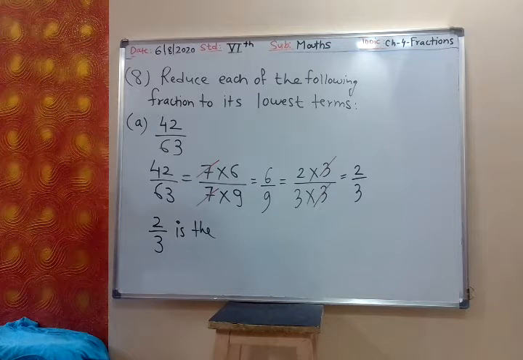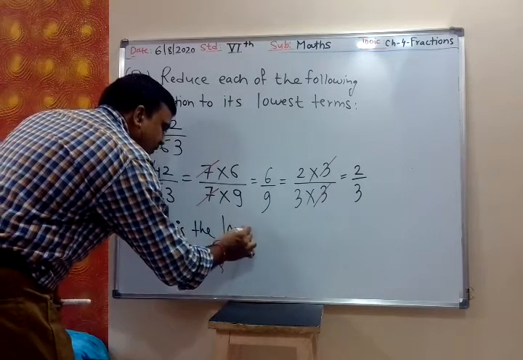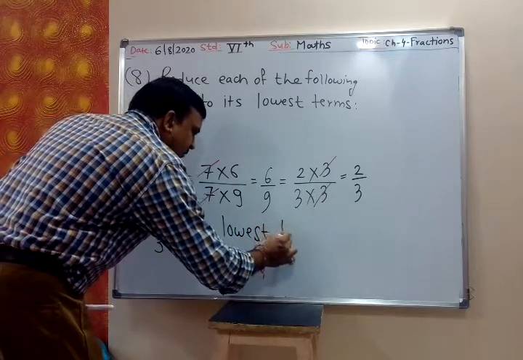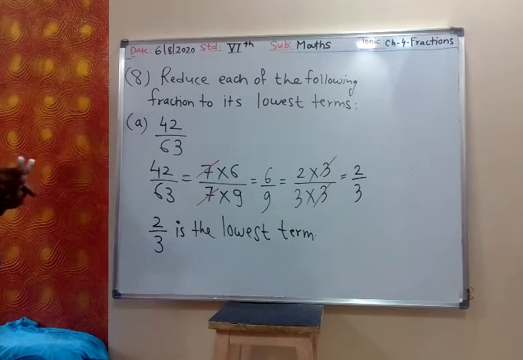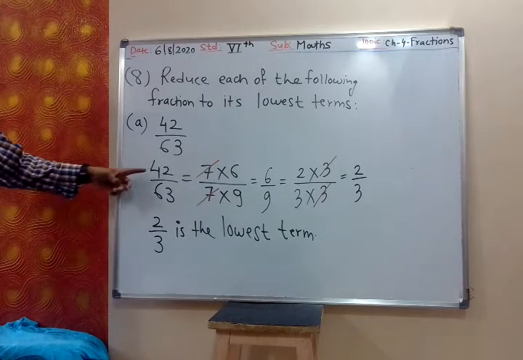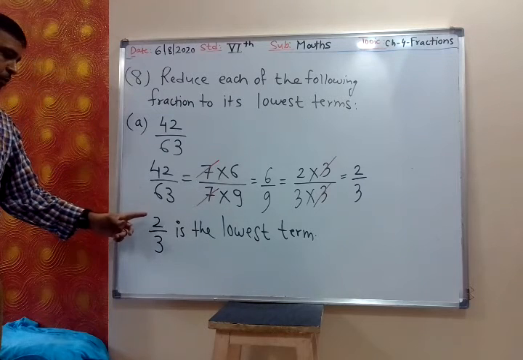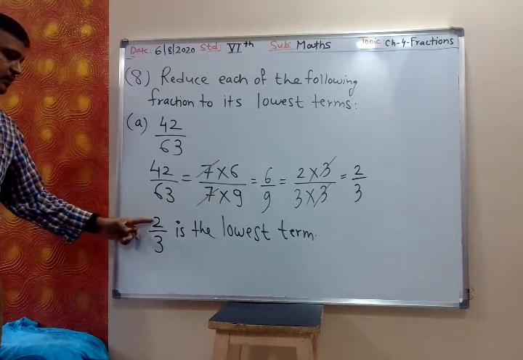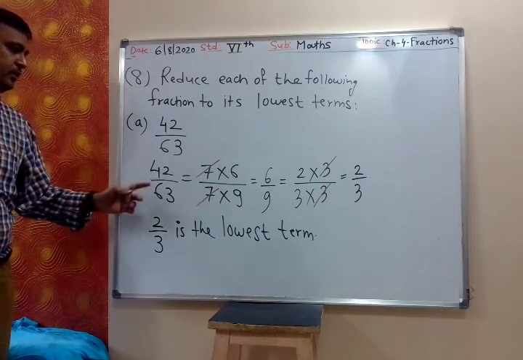To write the fraction in the lowest form, you have to cancel the common term. So 2 upon 3 is the lowest term, which means you cannot simplify further. Now 2 upon 3, I cannot cancel anything between 2 and 3. So this is the lowest term.